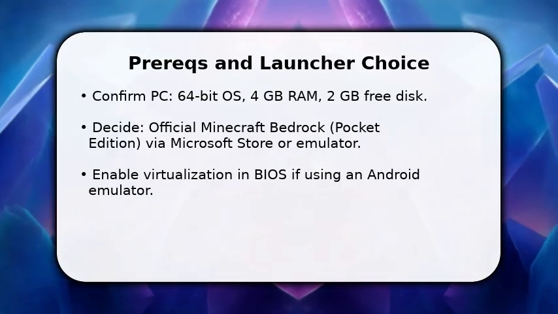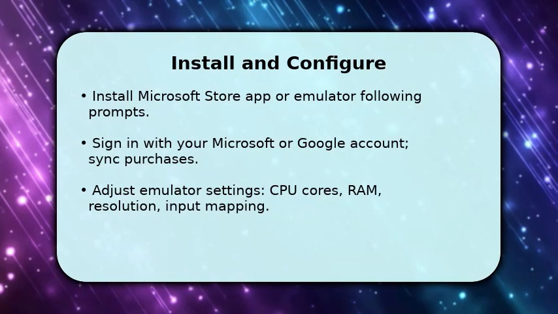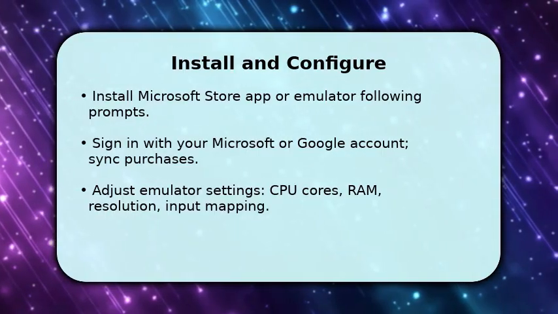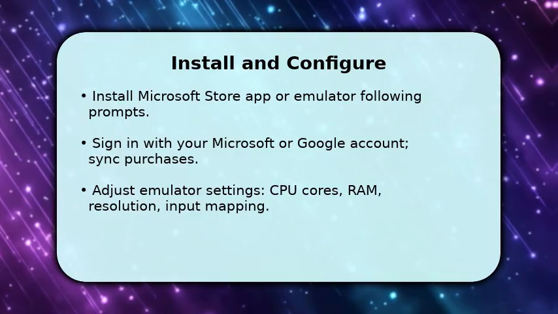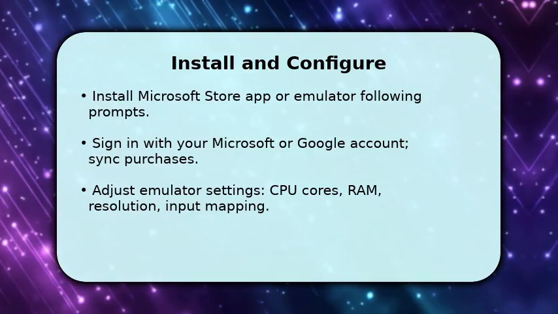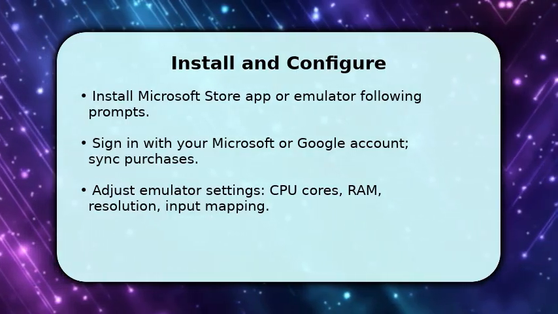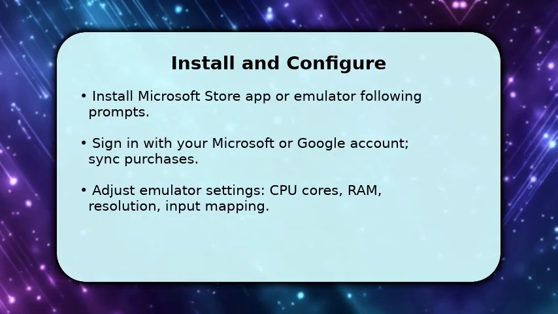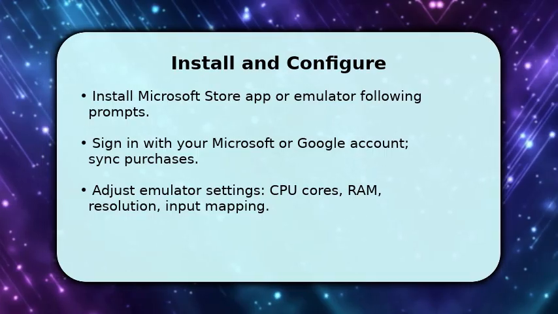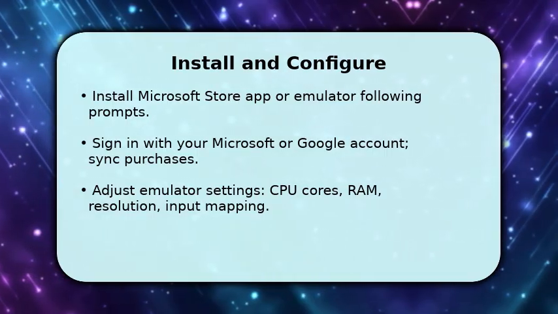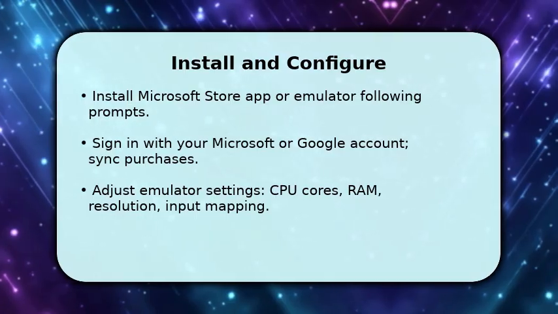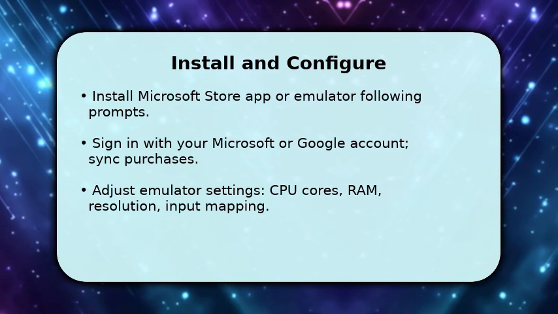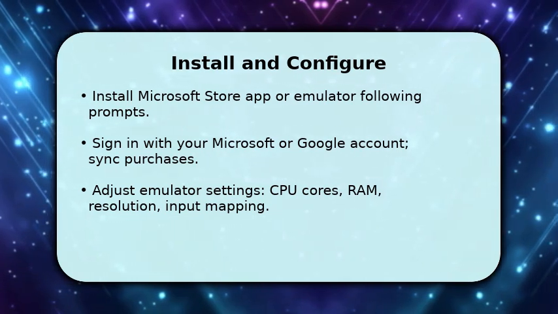Now you install and configure the chosen method. If using the Microsoft Store, sign into your Microsoft account and buy/install Minecraft for Windows 10/11. This gives you Bedrock, the Pocket Edition equivalent. If using an emulator, install the APK via the emulator's APK installer, sign into Google Play, and download Minecraft Pocket Edition. Once installed, tweak settings, allocate CPU cores and RAM, set resolution and controls, and map touch to keyboard or controller so the game feels natural.